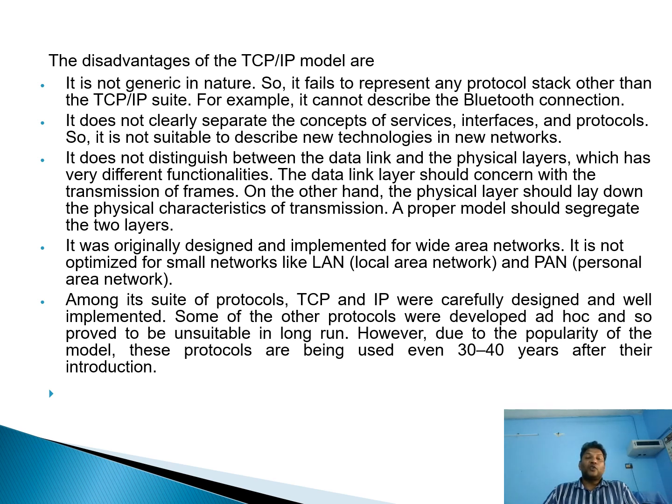The data link layer should be concerned with the transmission of frames. On the other hand, the physical layer should lay down the physical characteristics of transmission, that is, guided medium or unguided medium, wired or wireless. If it is wireless, it means what type of transmission, that is infrared, ultraviolet, or radio wave, whichever transmission mode we choose. And wired means guided, like copper or coaxial cable. It depends upon the cable, it varies. The proper model should segregate the two layers.